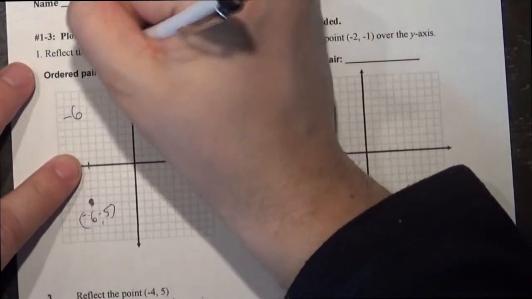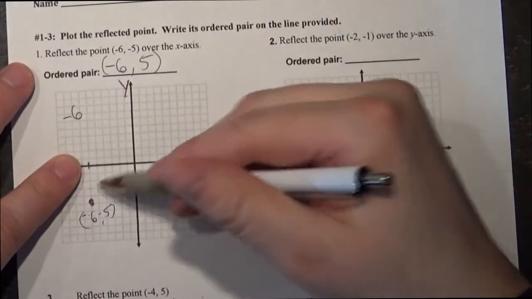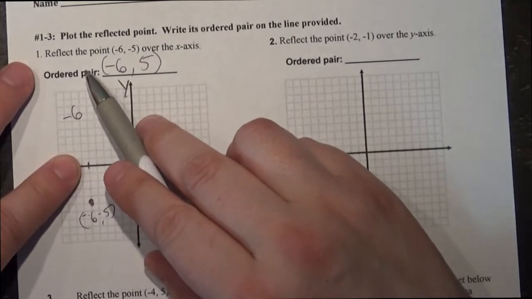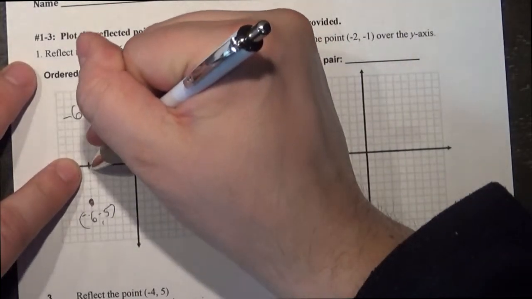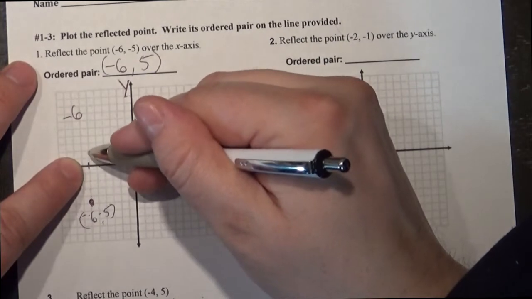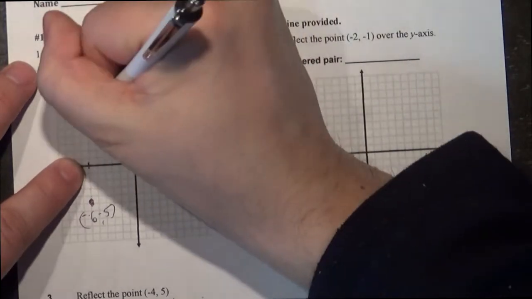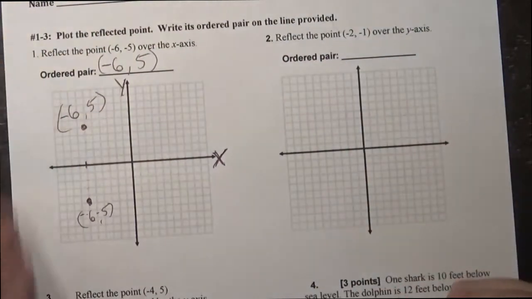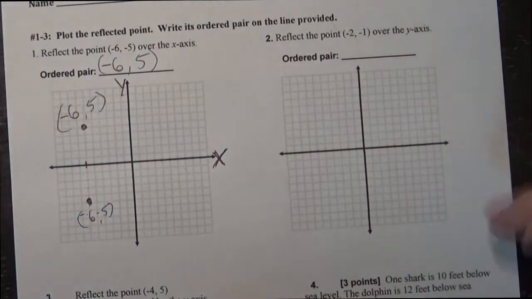All right, so I could actually create my ordered pair without doing any graphing there, but I definitely need to graph that reflection. So let me find -6, +5. There's -6, then 1, 2, 3, 4, 5. Right here is -6, +5. Easy. Let's move on to number 2.